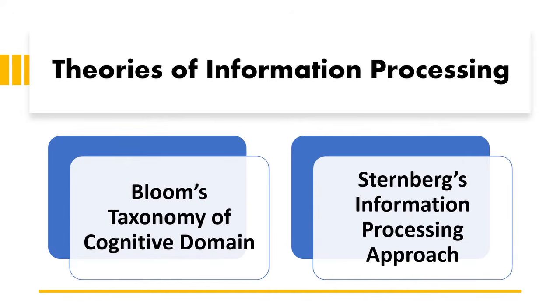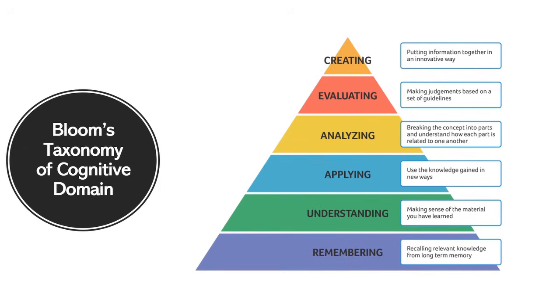For theories of information processing, we have 2 theories. One is Bloom's taxonomy of cognitive domain, and another one is Sternberg's information processing. So for Bloom's taxonomy of cognitive domain, we have 6 levels, coming from bottom to top: remembering, understanding, applying, analyzing, evaluating and creating. Just a brief description is given in the sides, but you can elaborate these things with some examples as well.